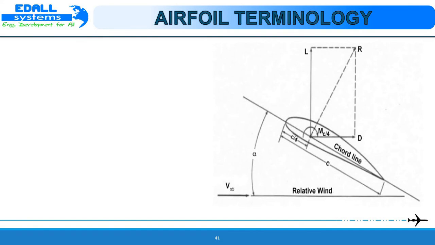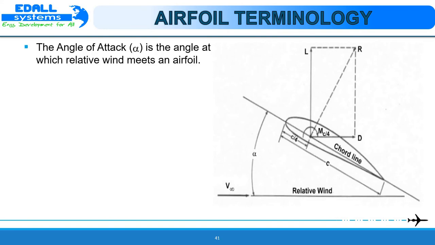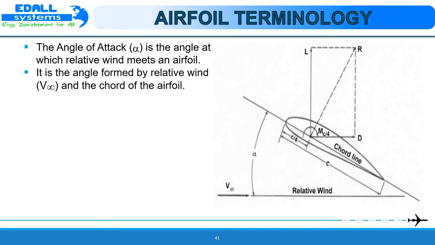The image here shows an airfoil inclined to a stream of air. The free stream velocity V infinity is the velocity of the air far upstream of the airfoil. The direction of V infinity is called the relative wind. The angle between the relative wind and the chord line is the angle of attack of the airfoil.